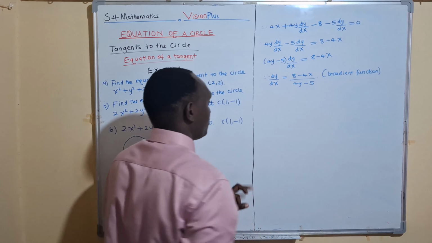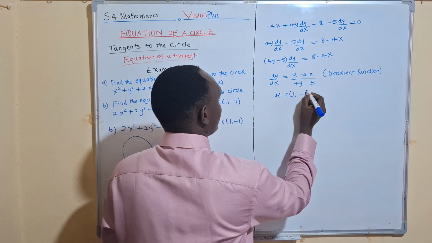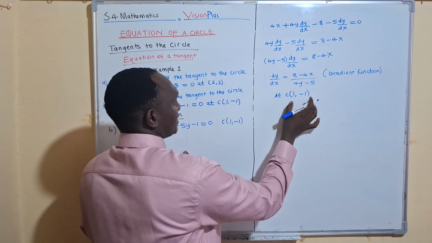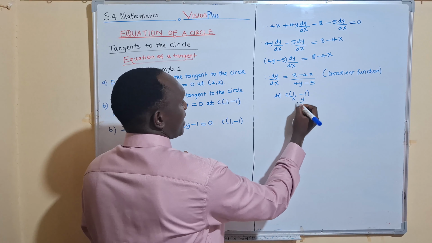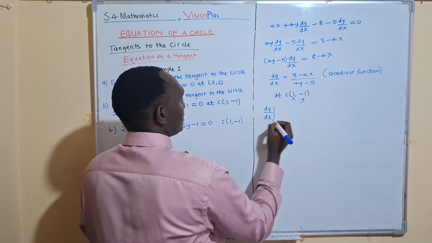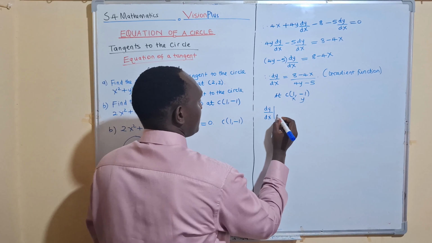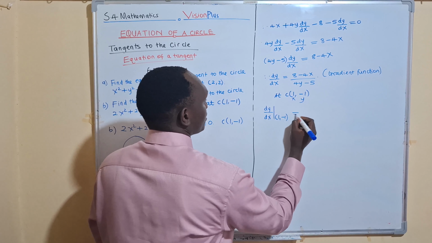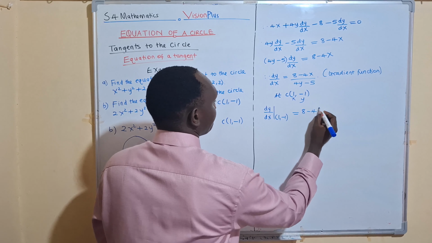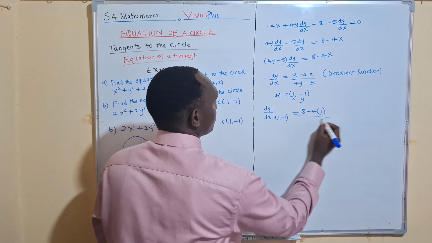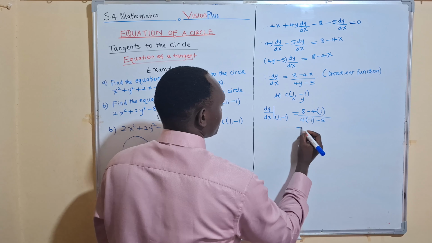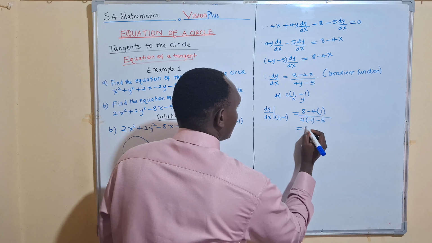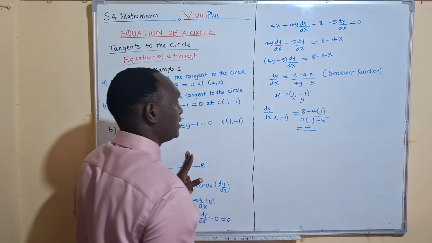Now, what if we have point C, which is 1 and negative 1? What is going to be the gradient? We substitute for x and y in the gradient function to give us the gradient at that point. At point C, which is (1, negative 1), equals 8 minus 4, what is x? x is 1, out of 4, y is negative 1, minus 5. When we simplify, that gives us 4 out of negative 9.